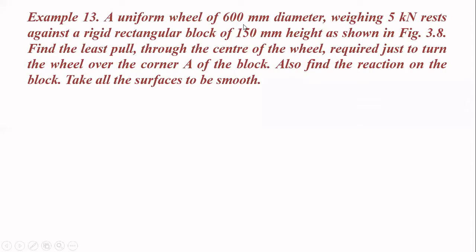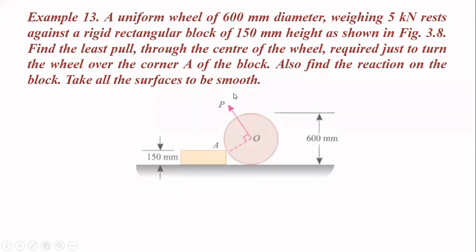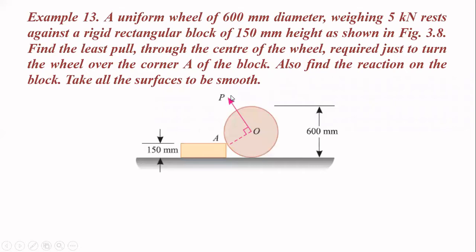A uniform wheel of 600 millimeter diameter weighing 5 kilonewton rests against a rigid rectangular block of 150 millimeter high as shown in the figure. Find the least pull through the center of wheel required just to turn the wheel over the corner A of the block. Also find the reaction on the block. Take all the surface to be smooth.